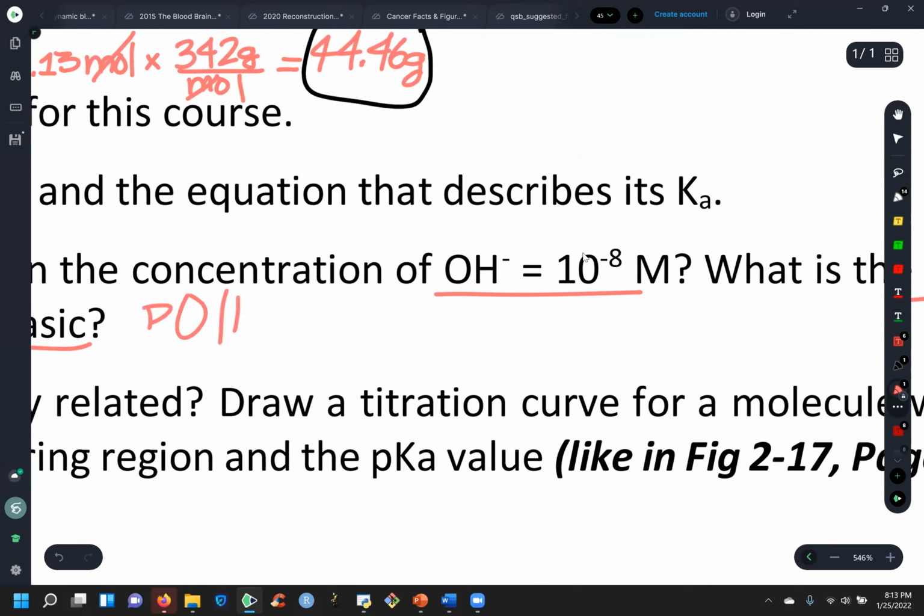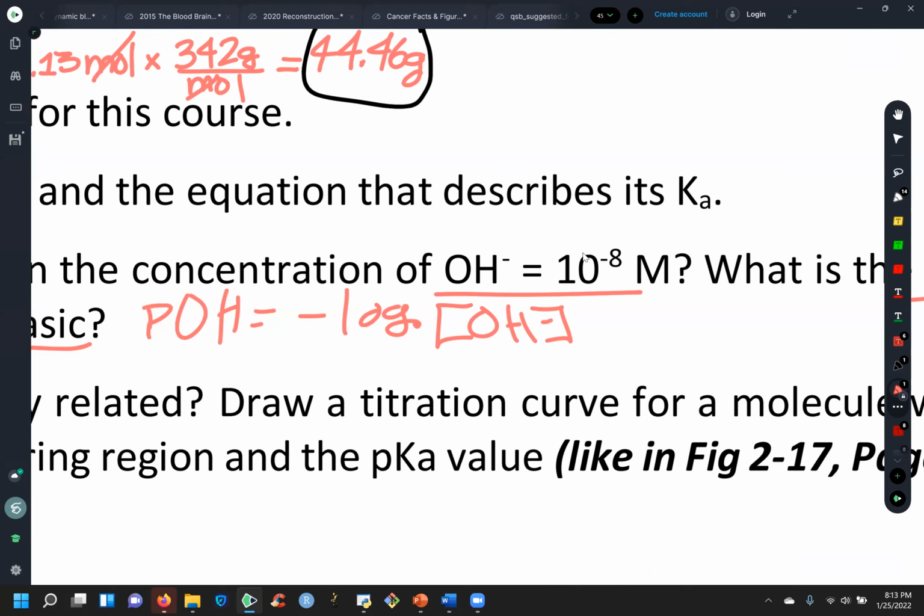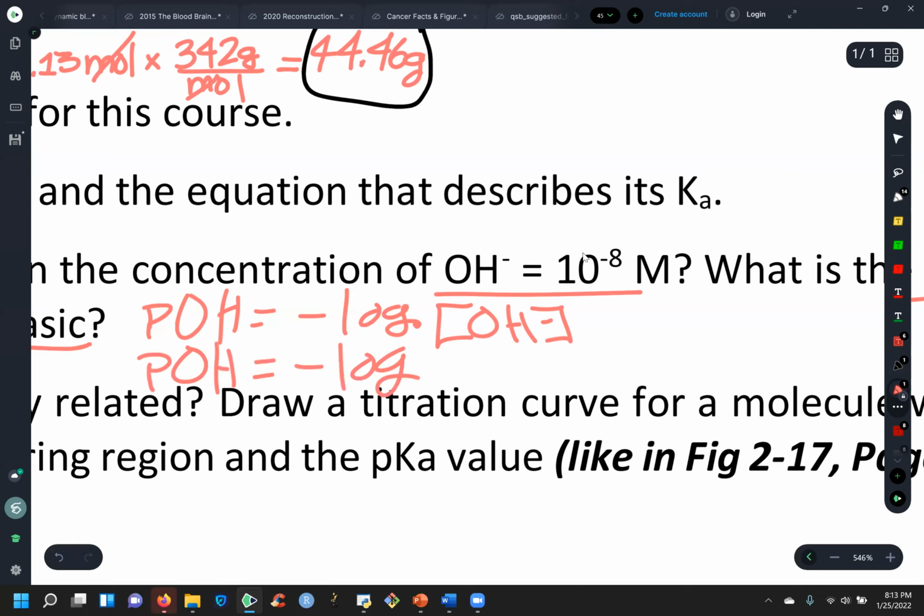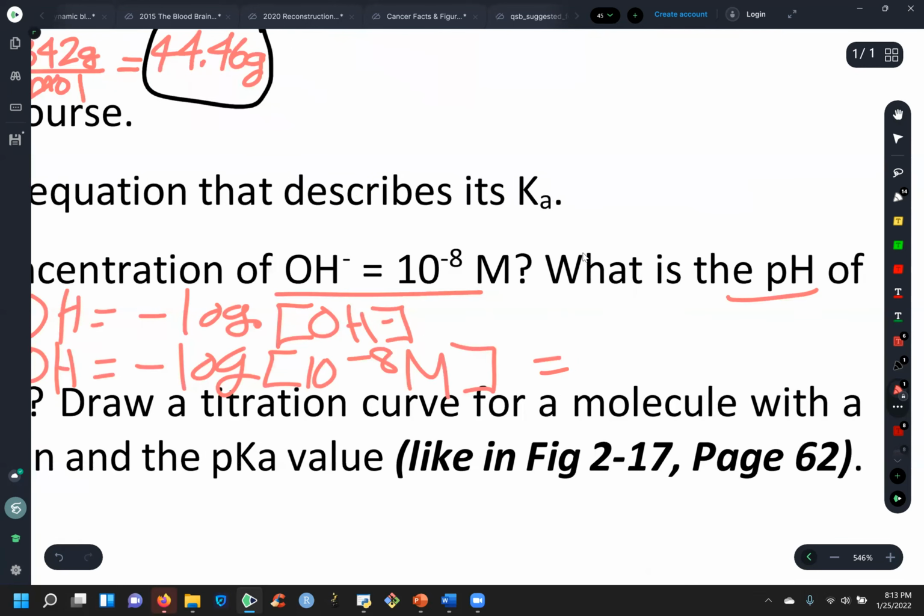pOH is equal to the negative log of the concentration of OH minus. That's super easy, right? So then all you do is fill it in. pOH is equal to the negative log of the concentration of OH minus, and they told us that the concentration of OH minus is 10 to the minus 8 molarity. So we go ahead and do that, and our answer is going to be 8. So we know that our pOH is equal to 8, and that answers one of our questions. They said, what is the pOH?